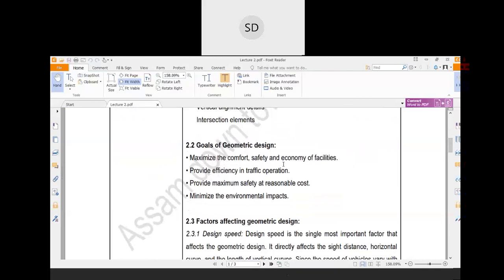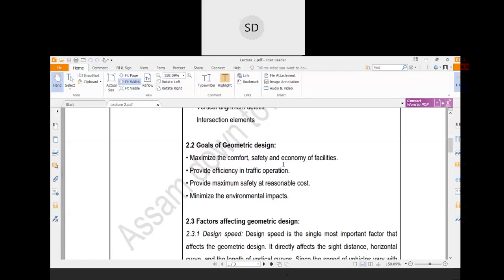Provide efficiency in the traffic operation. You can provide efficiency in traffic operation by suitably designing the width of the road. Based on the traffic consideration, you have to design the road accordingly so that the maximum number of vehicles can be accommodated, so that there would be less impact on their speed whenever all the traffic is moving over that road.